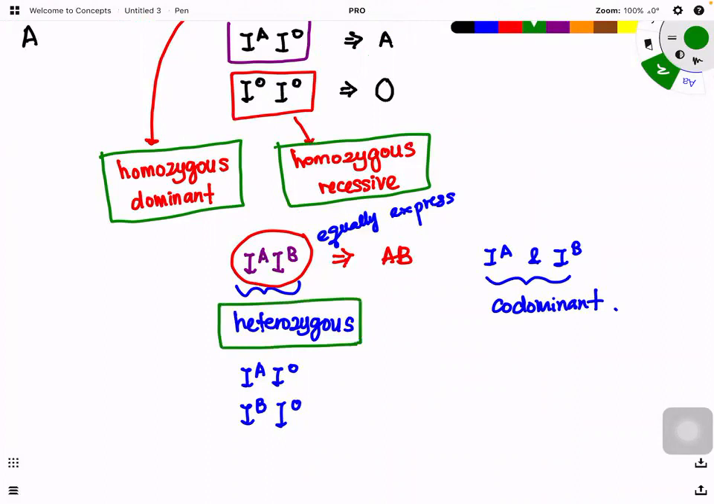Okay, heterozygous. And in some special conditions, particularly in the heterozygous case, both alleles are equally expressed. It means that in the phenotype you can see both effects come out: the IA effect also comes out, and the IB effect also comes out. At this stage, we call them co-dominant.